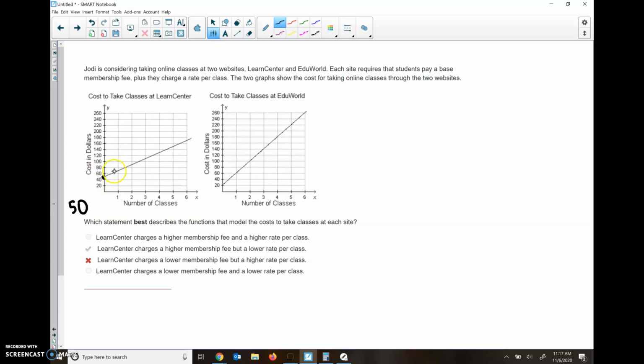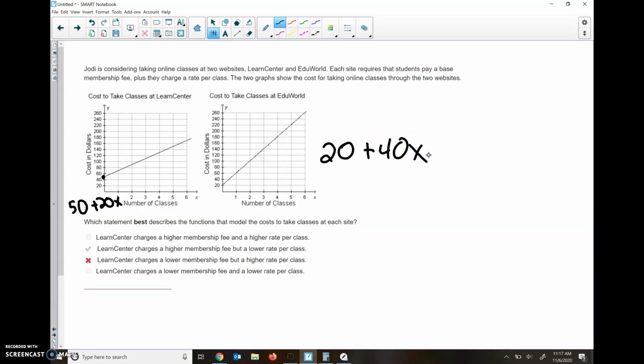And it looks like that first class is probably about $70. So that means probably about $20 a class then. So one class then would be $70. EduWorld, it looks like, starts off a little cheaper. So they charge you $20 just to fill out that paperwork. And then it looks like one class gets all the way up to 60. So that means that's probably about $40 for each class.